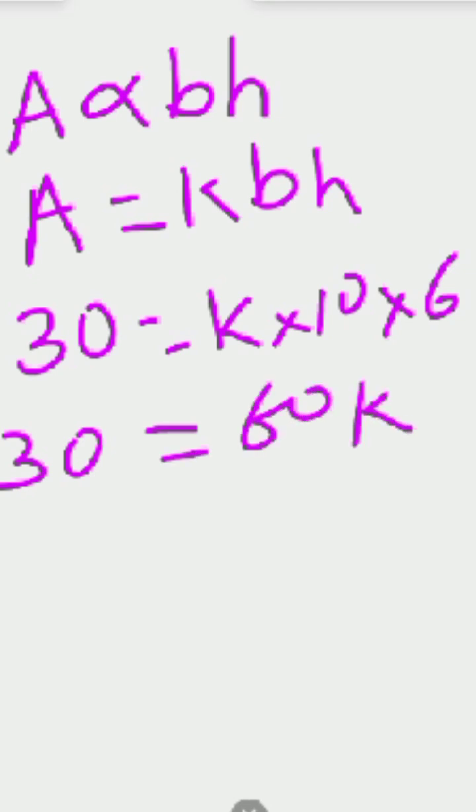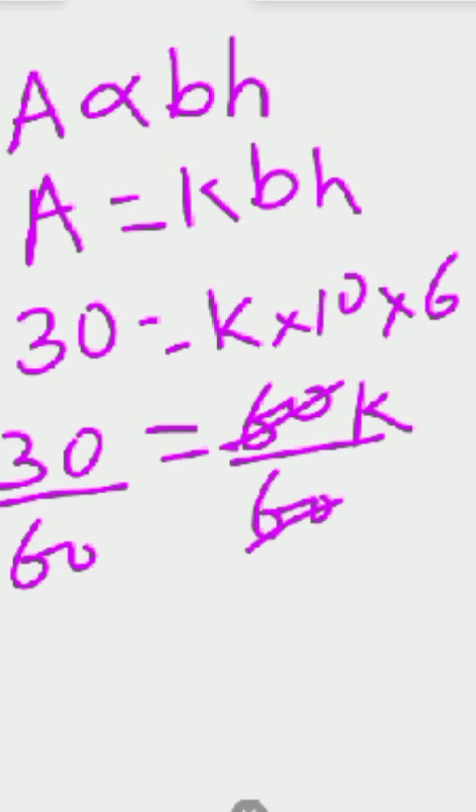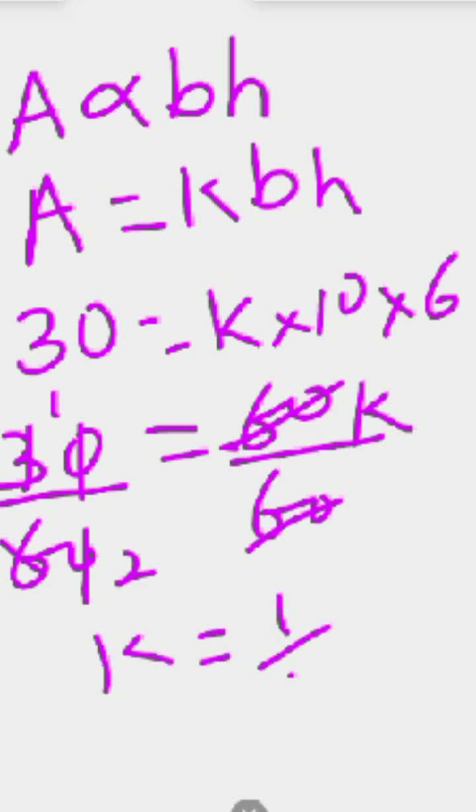Now I'm dividing both sides by 60 because we are finding k, we want k to stand alone. So 60 cancels 60. Now k is alone. Let's divide 30 by 60: 3 into itself 1, 3 into 6 is 2. So we have k is equal to 1 over 2. Very simple. I've solved for k. k is equal to 1 over 2.